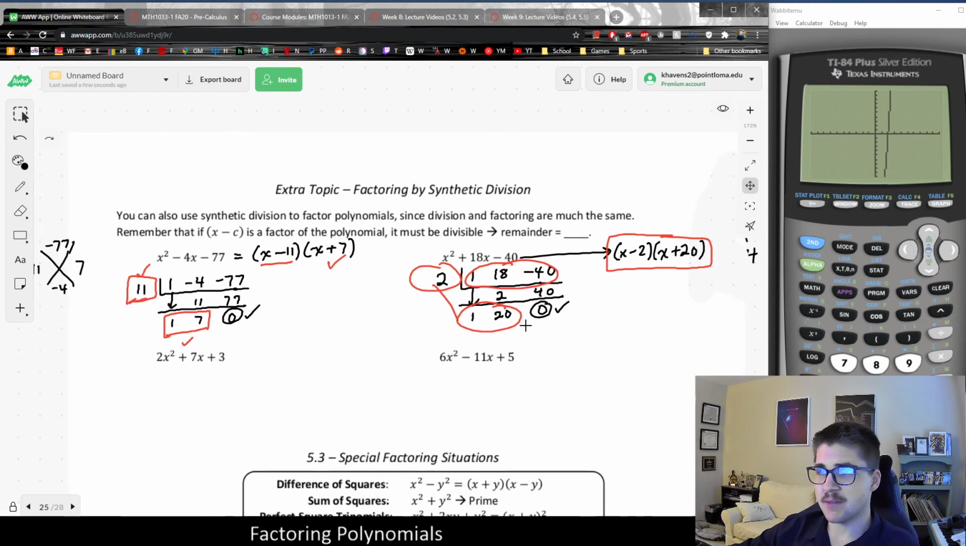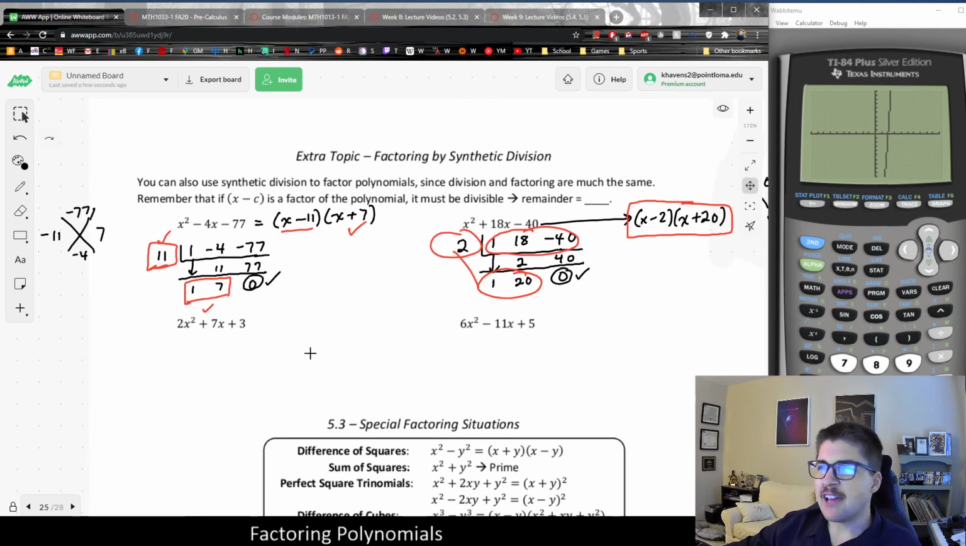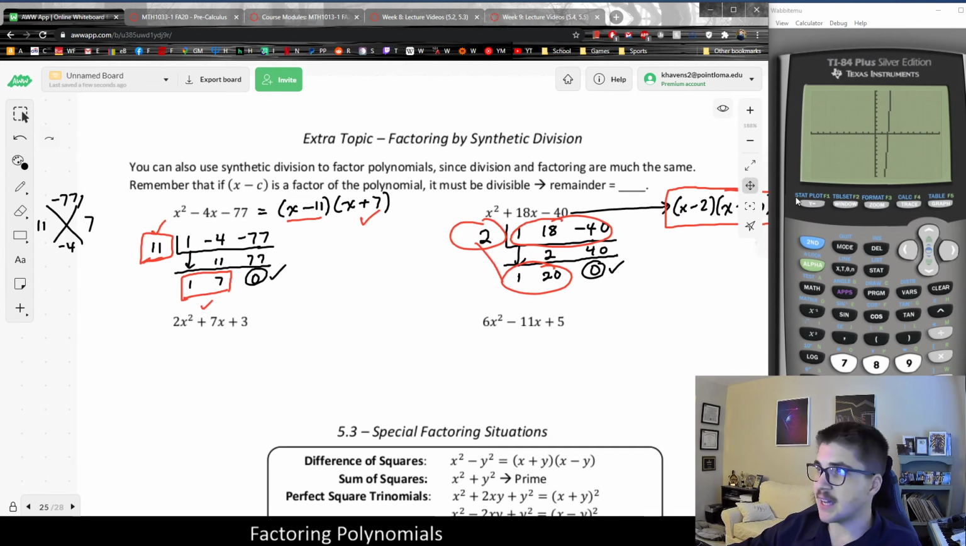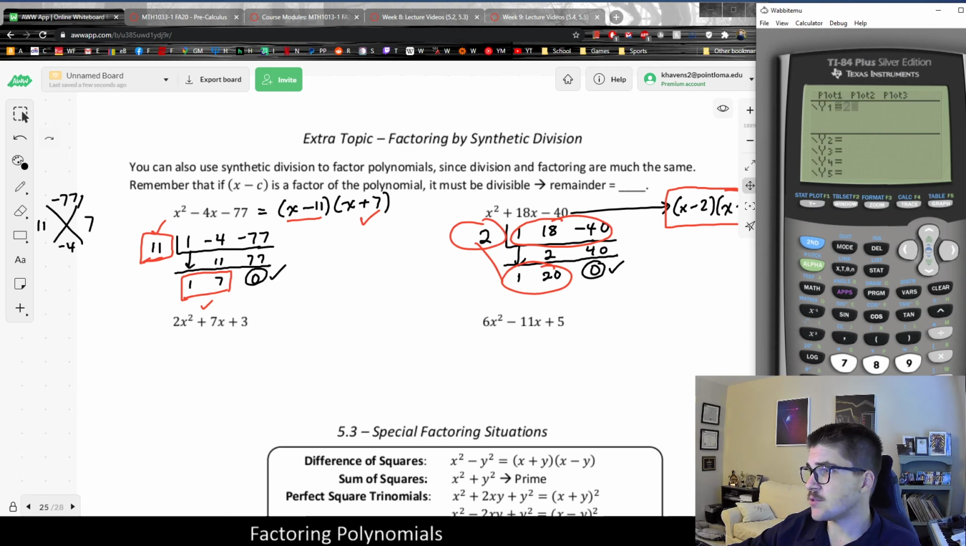Cool, awesome. So what does this mean? If you're ever stuck, or if you want to use your calculator to help, you could always start by looking for the x-intercepts and dividing those out by synthetic division. Like in the next case, let's just do one more. 2x squared plus 7x plus 3. And notice that it appears to cross at -3 and 1/2.